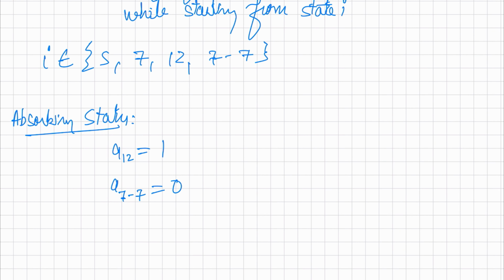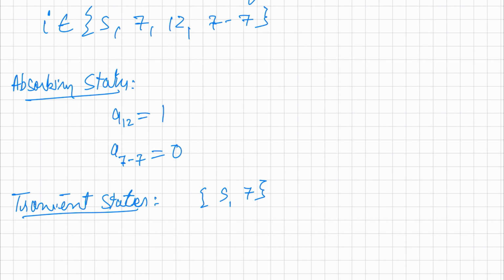Now let's talk about transient states. So these are two transient states. One is S and the second one is 7. So let's talk about transient state 7. What is the probability of getting absorbed if you're in 7? This is going to be equal to, again, we're referring to the equations from the last lecture on Markov chains, which talks about the probability of getting absorbed, right?